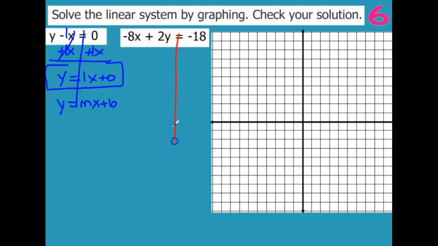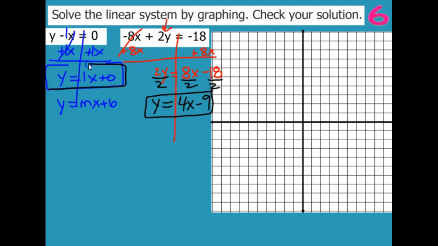And the second one, we need to get y by itself again, so add 8x, get rid of the x's. So we have 2y equals 8x minus 18. And then there's that 2, so we need to divide everything by 2. So we get y equals, well, 8 divided by 2 is 4, so 4x, minus 18 divided by 2, which is 9.